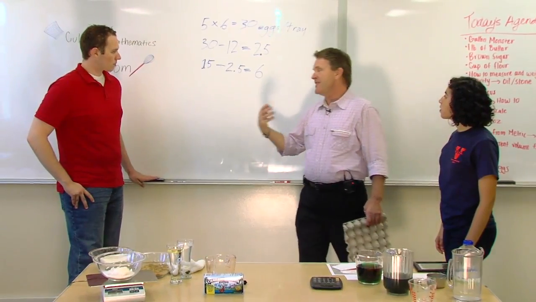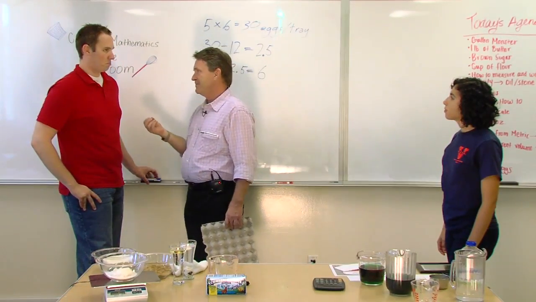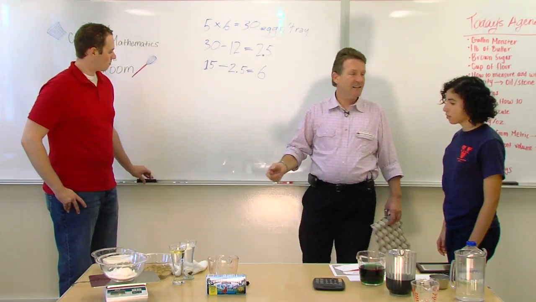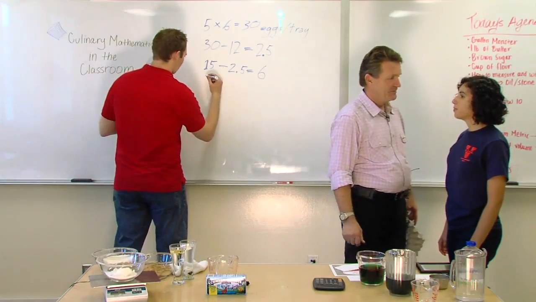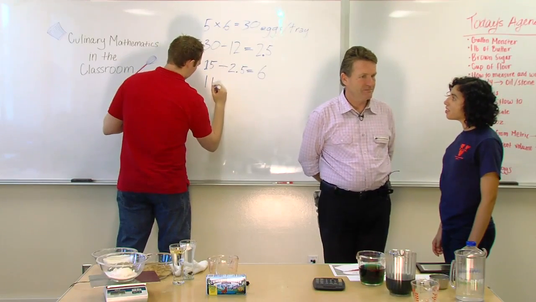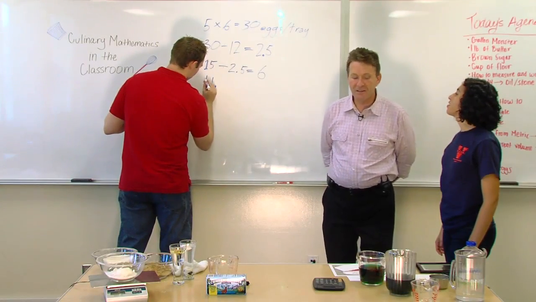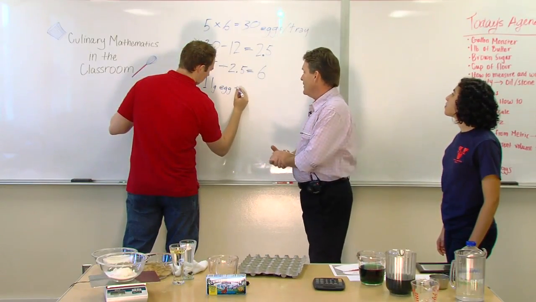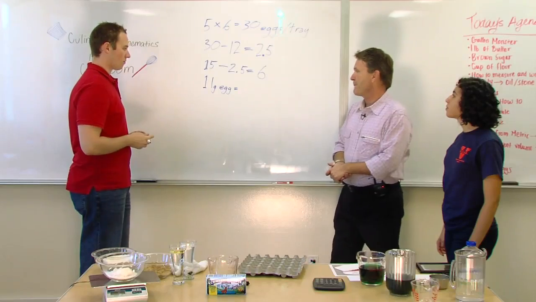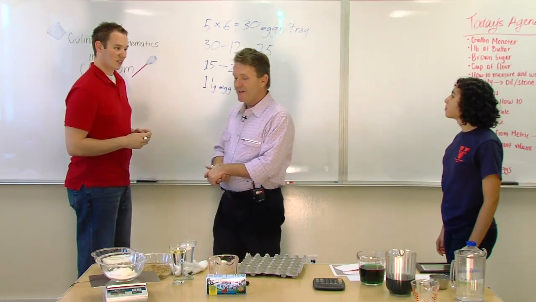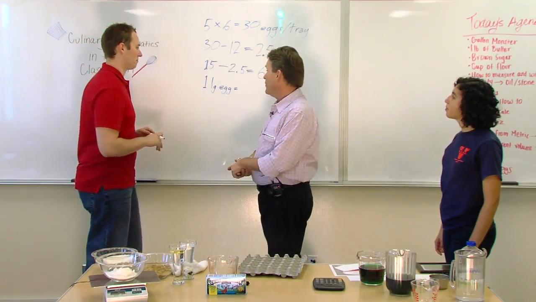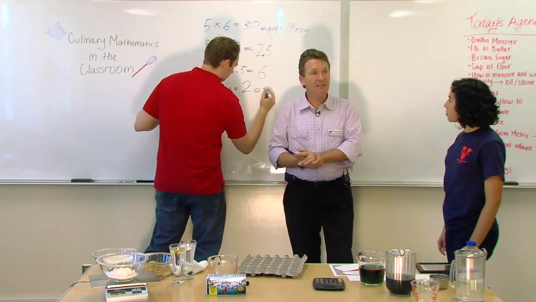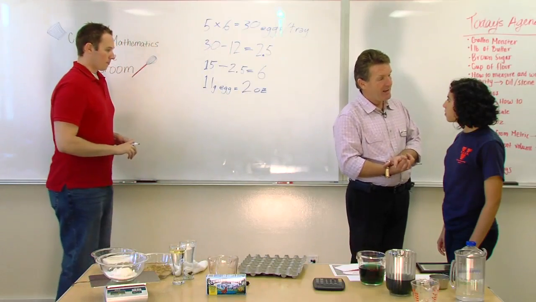What is the standard size of an egg in the United States? Large? Large, very good. So, one large egg is how many ounces? 5 ounces? Okay, 5 ounces is a lot. Jason, do you have any idea? 2? Okay, 2 is actually the correct answer. So, if one large egg is 2 ounces, my question to get it back to metric is, how many milliliters are in each egg?